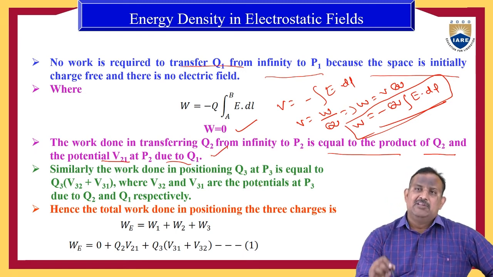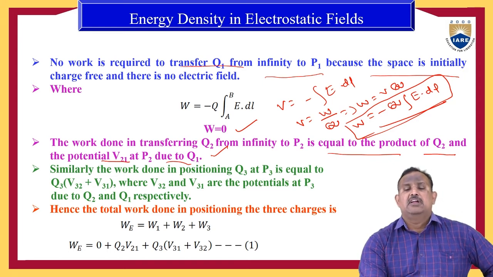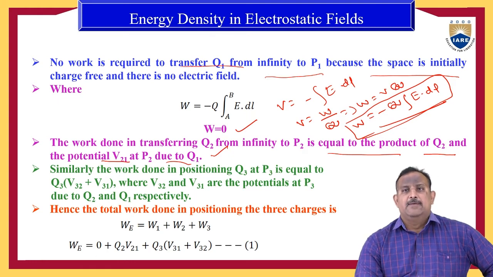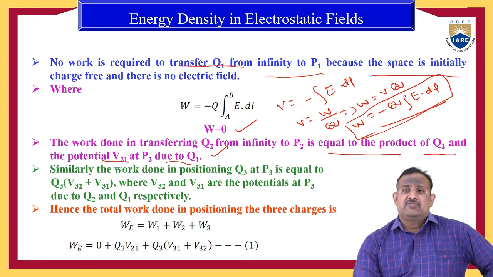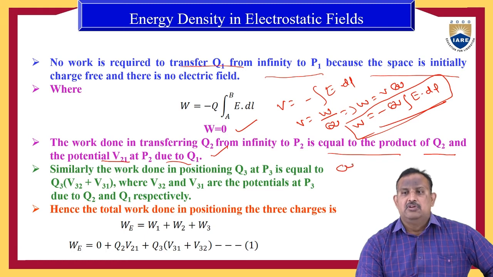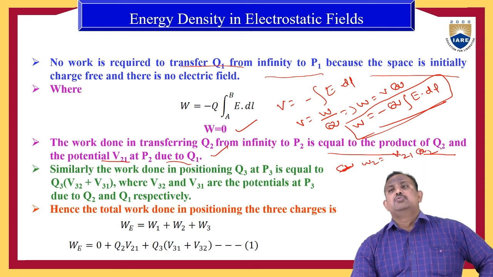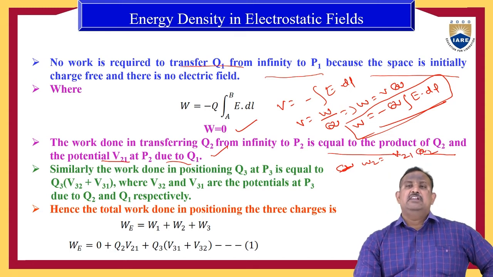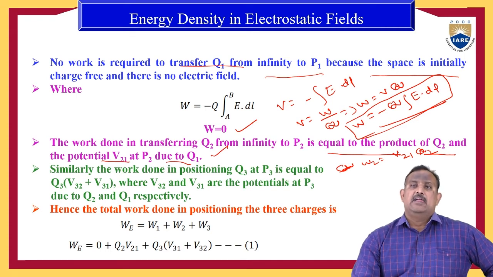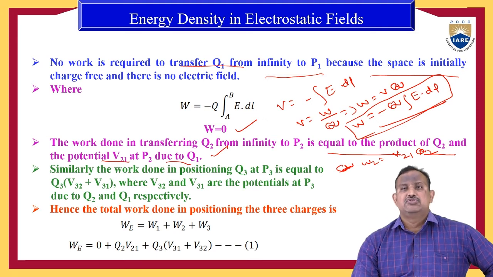Charge Q1 is already available in the space, so it influences the work done. Therefore, the work done required in moving a point charge Q2 from infinity to P2, W2, can be expressed as V21 times Q2, where Q2 is the charge and V21 is the potential at point P2 due to the charge Q1.